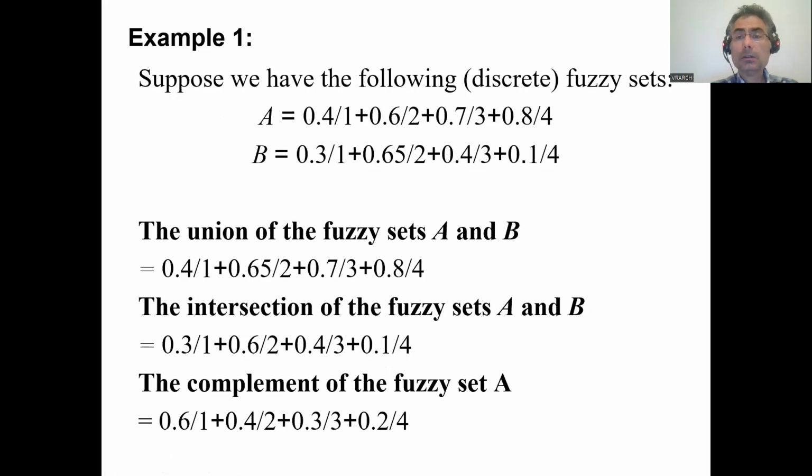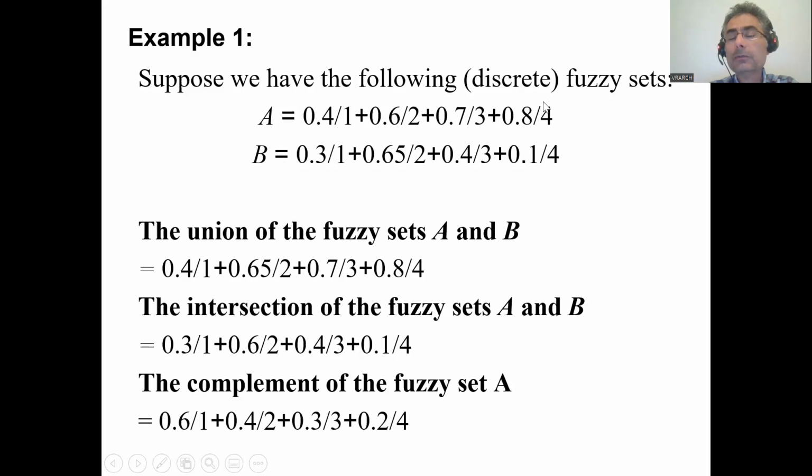So let's give you some numerical examples and how they could be applied. Suppose we have the following discrete fuzzy sets. With 4 numbers, it means that we have 2 fuzzy sets, each one of which has these members, 1, 2, 3, and 4, and each one of these has a different degree of membership. For example, 1 as a member belongs to fuzzy set A with a degree of membership of 0.4, and the same belongs to fuzzy set B with a degree of membership of 0.3.